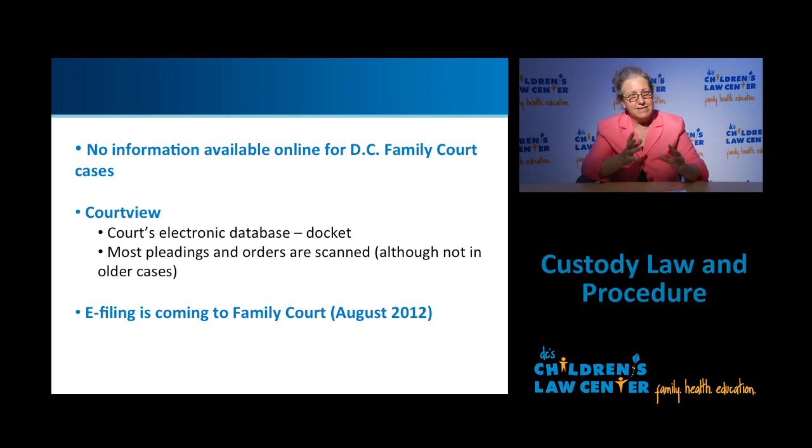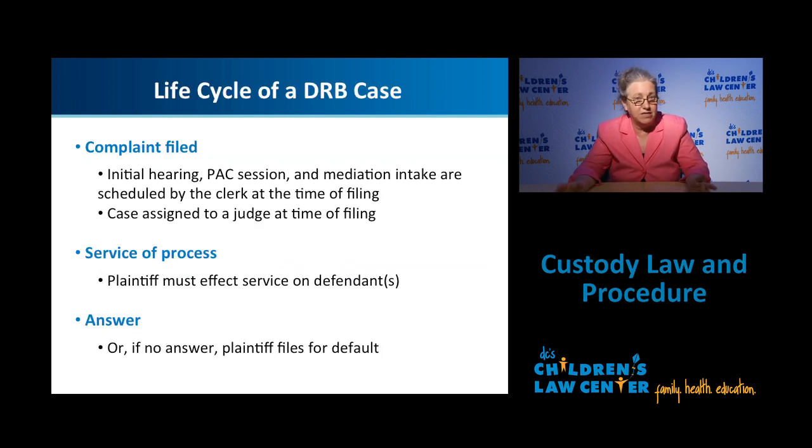So that's kind of the basic administrative infrastructure of the court. So now I want to walk you through what I call the life cycle of a DRB case, the life cycle of a divorce and custody case. And again, divorce and custody cases are procedurally essentially going to be handled very similarly. The first step is that a complaint is filed by the plaintiff.